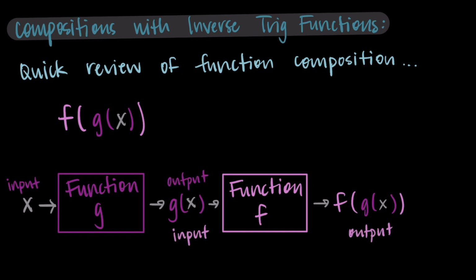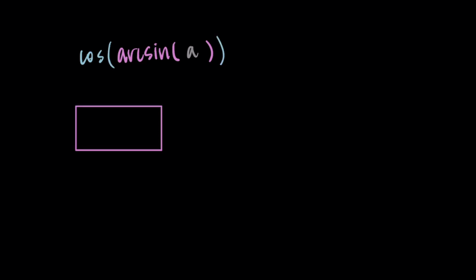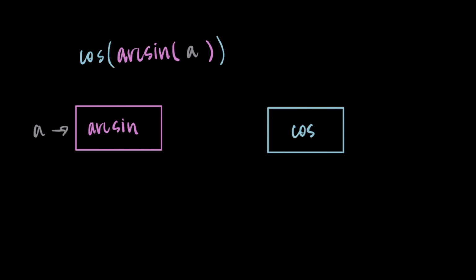So this is going to look similar once we start looking at our trig functions. The way we're going to see it most often is something like cosine of arcsine of a. I'm choosing cosine and arcsine here; you could choose other things, of course. I'm just giving an example. And we'll start with the inside and work our way out in a similar way. So we start with that input a, we give it to the function arcsine, and it outputs arcsine of a. Then that becomes our input to cosine, and we get an output of cosine of arcsine of a.